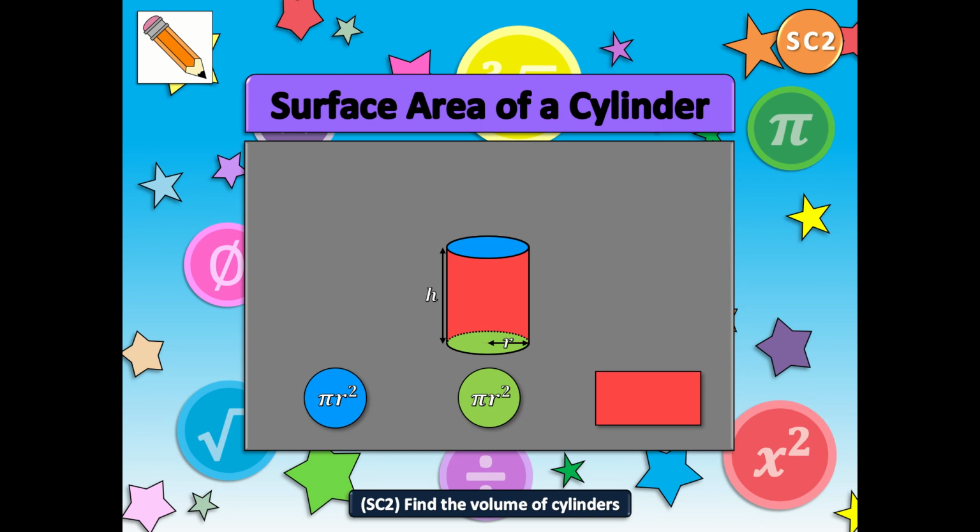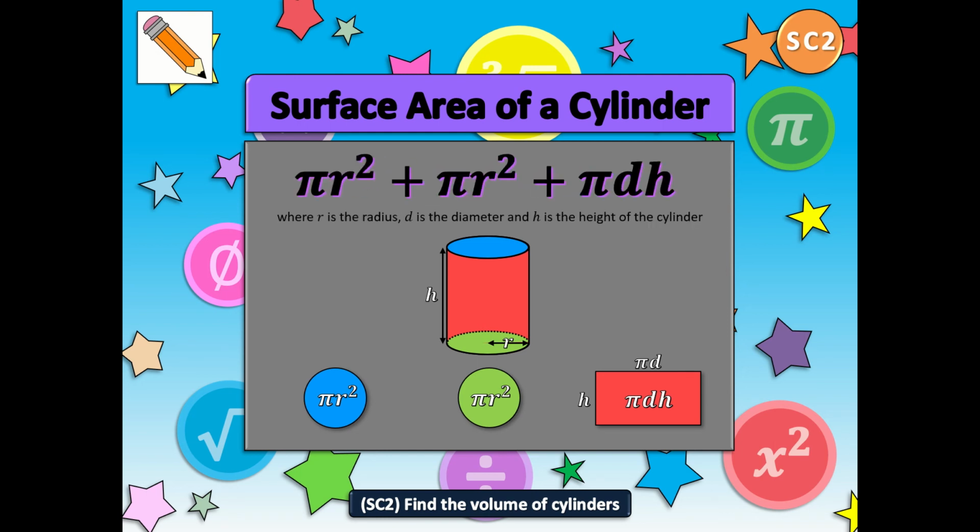Now to find the area of that, we do the height times by the circumference of the circle. So the circumference of a circle is pi times the diameter. So the area of the curved face will be pi times the diameter times by the height. So that's pi times radius squared plus pi times radius squared again plus pi times the diameter times the height. And again, you don't get this formula given to you in a test.